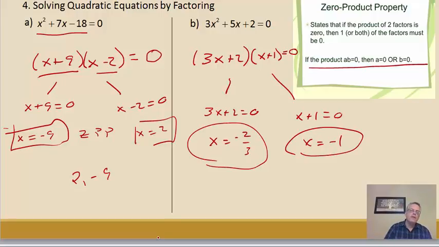All right, so factoring is very important. Factoring is going to be helpful for simplifying expressions. It's going to be helpful for solving quadratic equations that aren't too bad, where we don't need the quadratic formula. And it's going to be useful for other things.